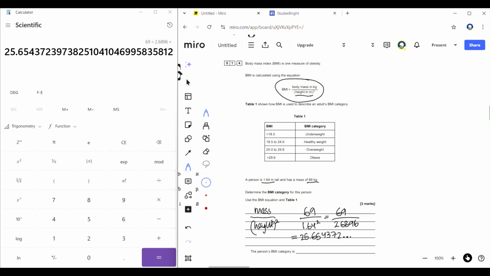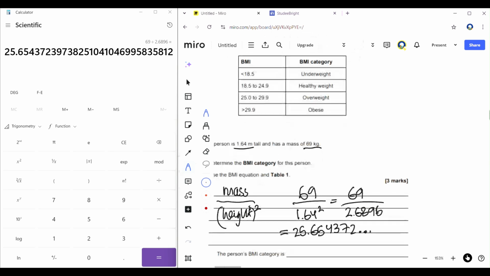Right, so then we're asked to determine the BMI category. So this is the BMI value. If we just round it to one decimal place, because you can see on here we've got one decimal place, so we'll just have a look at what it is. 25.7, that is what it rounds to, and that is within the overweight category.